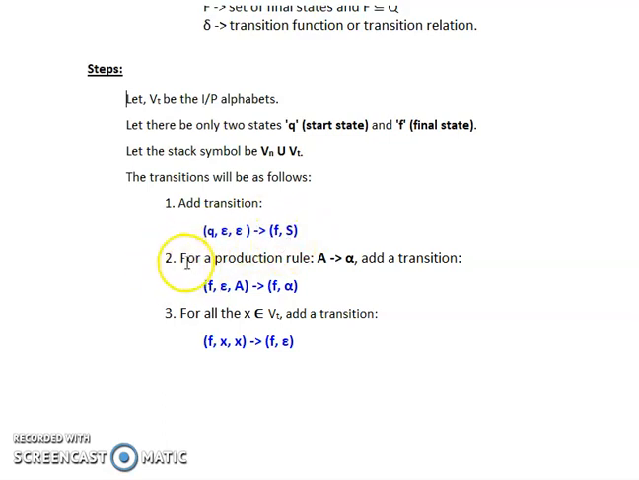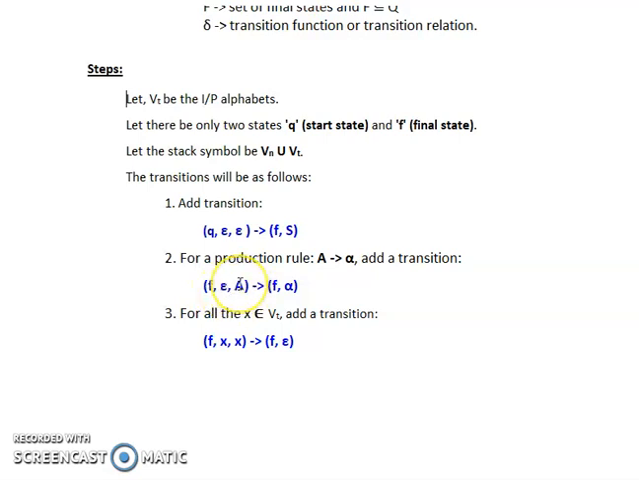Now let's see the second rule to add a transition. For any production rule which is of the form A tends to alpha, where alpha is a combination of terminals and non-terminals, you can have a combination of terminals and non-terminals over here. So if there is any such rule in your context-free grammar, then you need to add a transition like this. According to this transition, f is your final state. (f, epsilon, A), that means input is null, comma A.